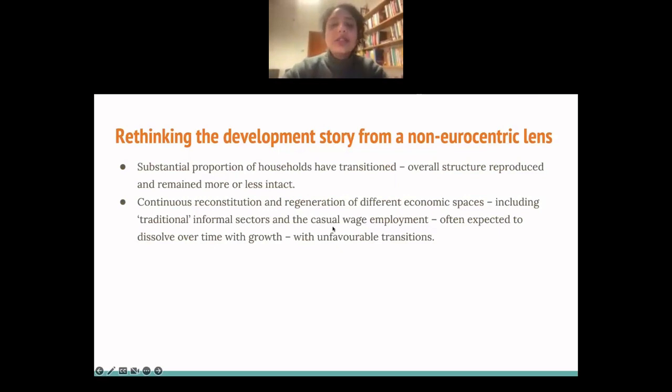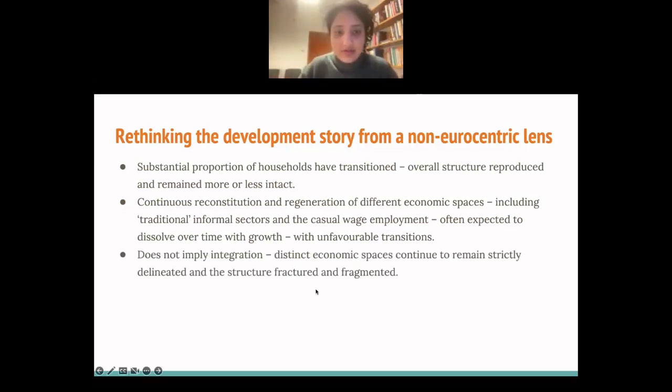There is a continuous regeneration of different economic spaces, including the traditional informal sector, the non-capitalist segments, as well as the casual wage employment of the economy. And these are sectors that were often expected to dissolve over time with economic growth. Rather, we see them being continuously regenerated with unfavorable transitions. Ideally, if you had not transitioned and continued to have the same conditions as the non-transitioning set, you would have been able to do better. But now you've had to transition, and so the transitions are unfavorable.